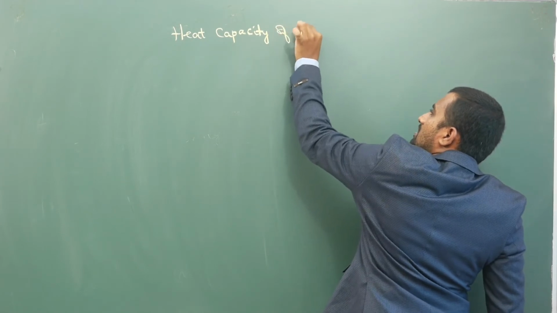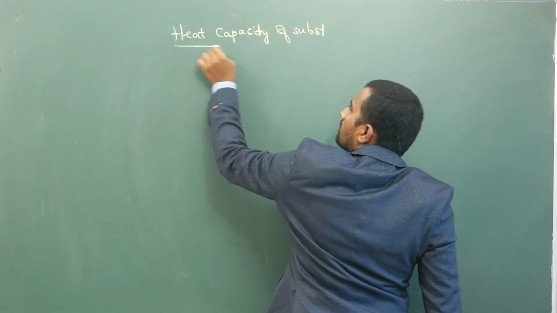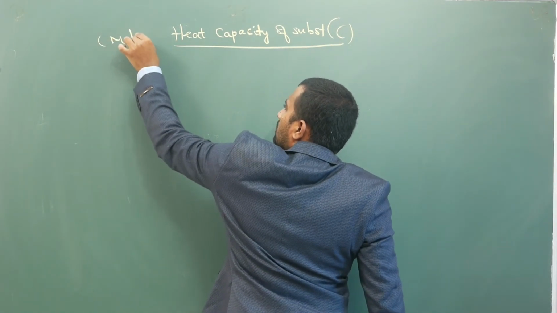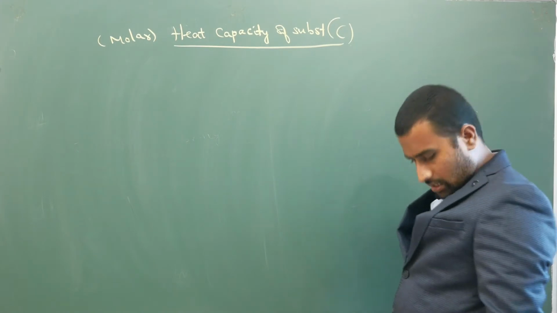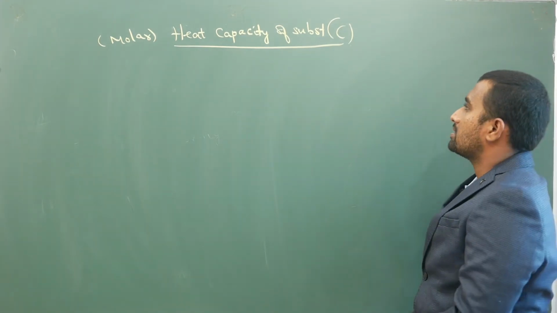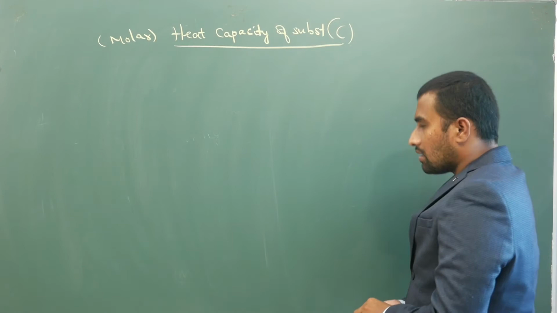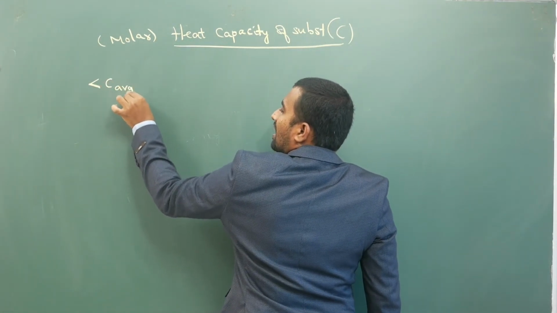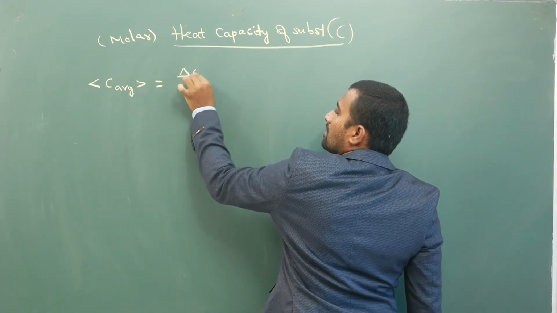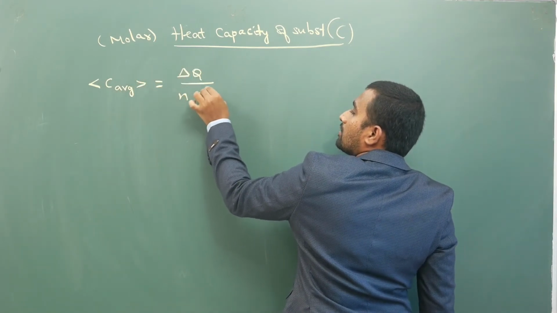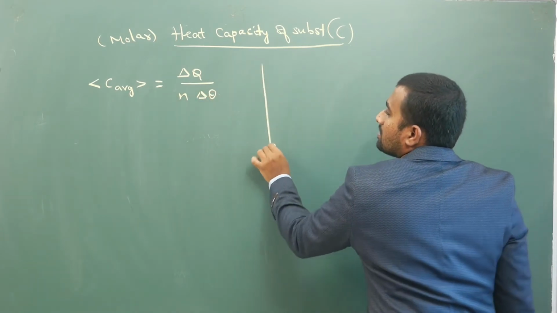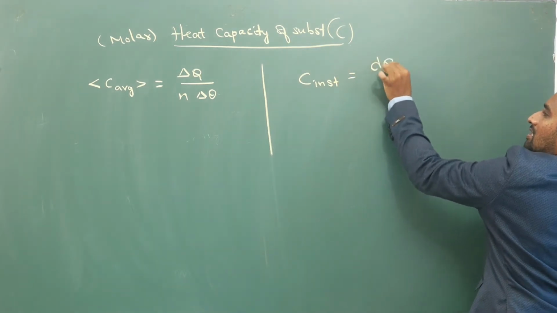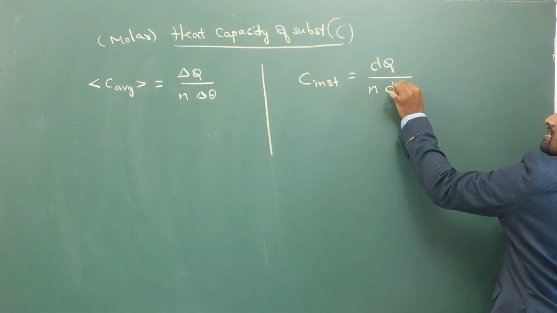Now the heat capacity of a substance is represented by the symbol C. In the bracket I will write molar heat capacity. If moles are given, you have to go with molar heat capacity. Like how you define average and instantaneous there, here also your average molar heat capacity is given by delta Q by N into delta theta, the temperature difference, and your instantaneous value C instantaneous is dQ by N into d theta.